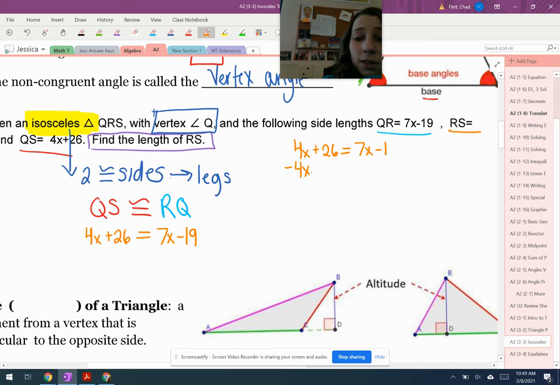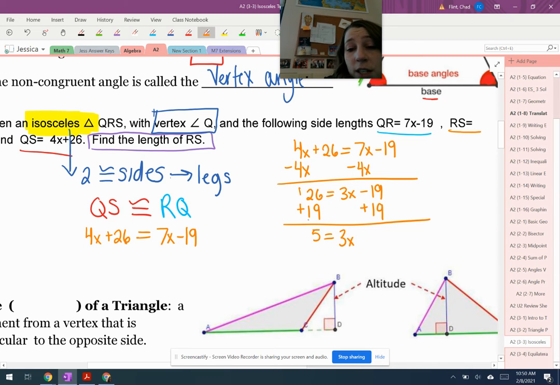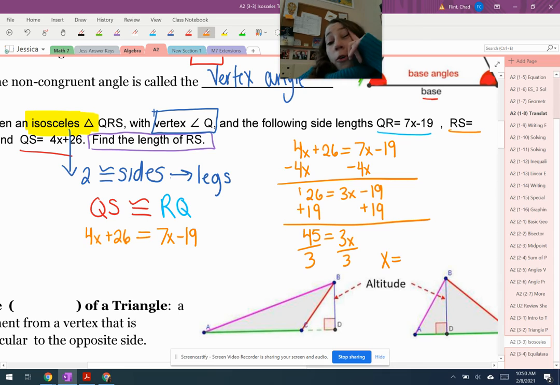I'm going to minus this 4x to both sides. 26 is equal to 3x minus 19. Add the 19 to both sides. We're almost there. 3x is equal to 9 plus 6 is 15, 3, 45. And last but not least, x ends up being 45 divided by 3, which is 15.